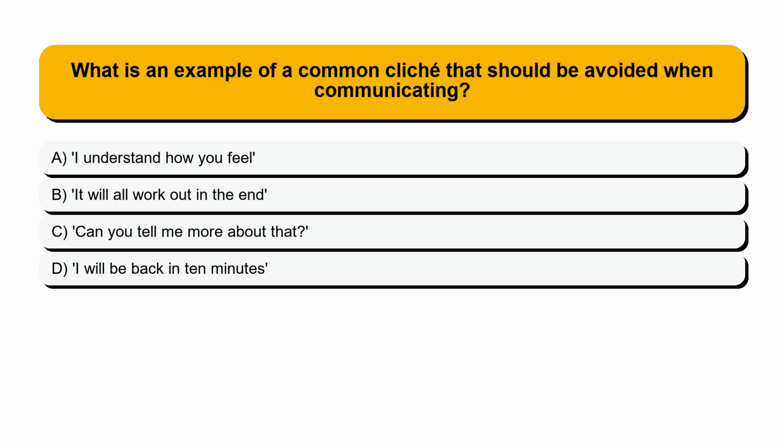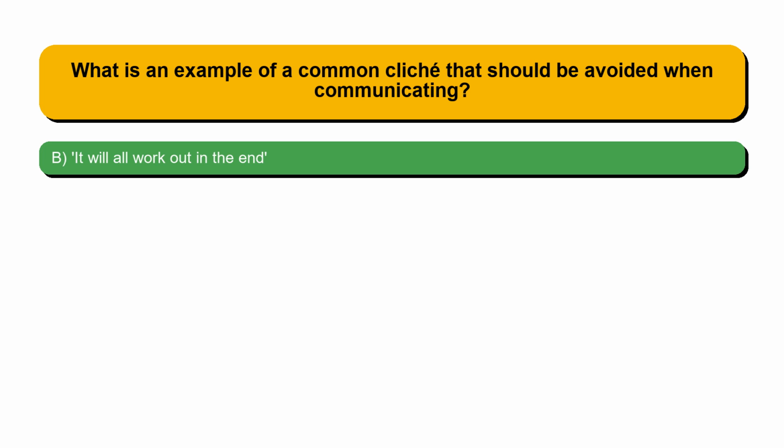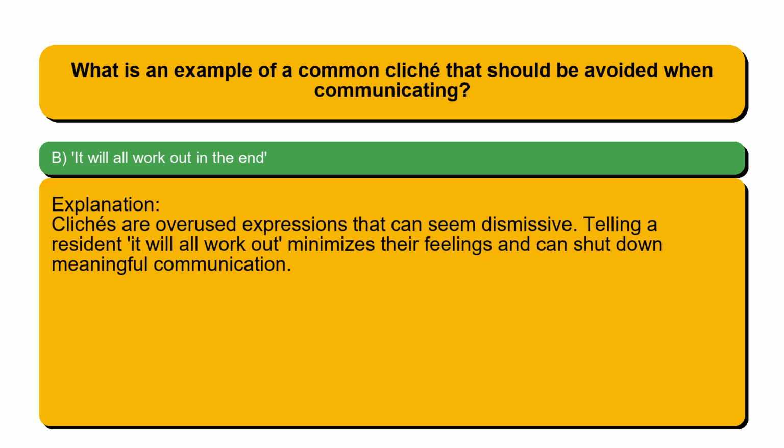Question 84. What is an example of a common cliché that should be avoided when communicating? Option A, I understand how you feel. Option B, it will all work out in the end. Option C, can you tell me more about that? Option D, I will be back in 10 minutes. The correct answer is option B, it will all work out in the end. Clichés are overused expressions that can seem dismissive. Telling a resident it will all work out minimizes their feelings and can shut down meaningful communication.